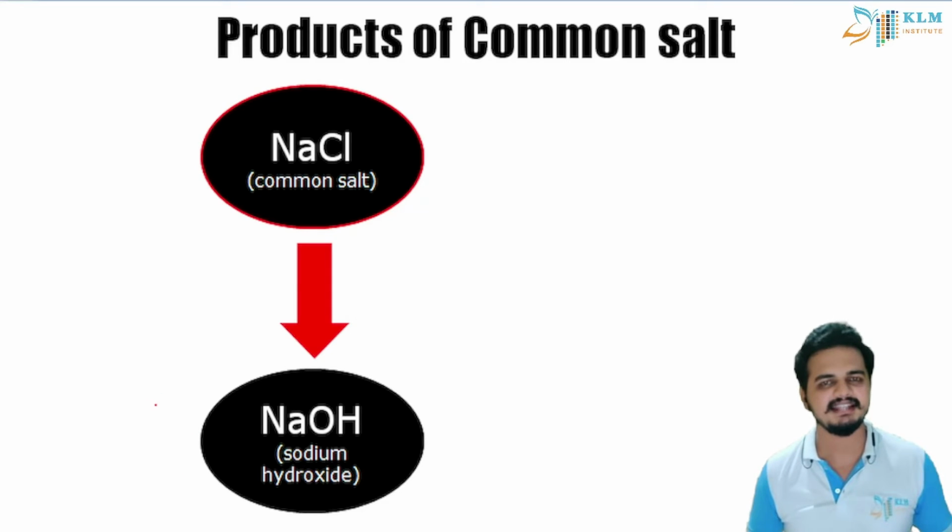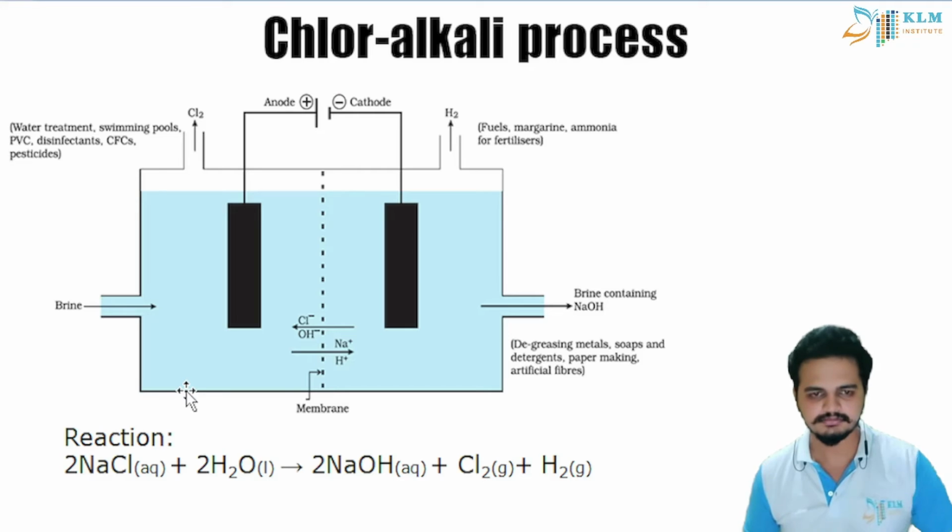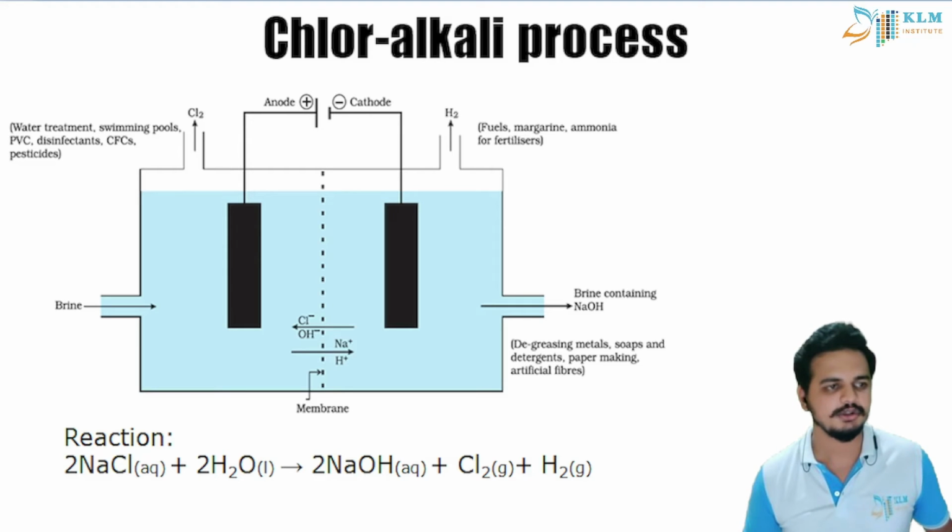Students, why is NaCl so important for us? Because it is used in the production of so many things in industries. First thing, we'll see how to make sodium hydroxide, that is NaOH, from NaCl, that is sodium chloride. This process is known as the chlor-alkali process, because what is chlor here? It is Cl, and alkali, what is that? Na.